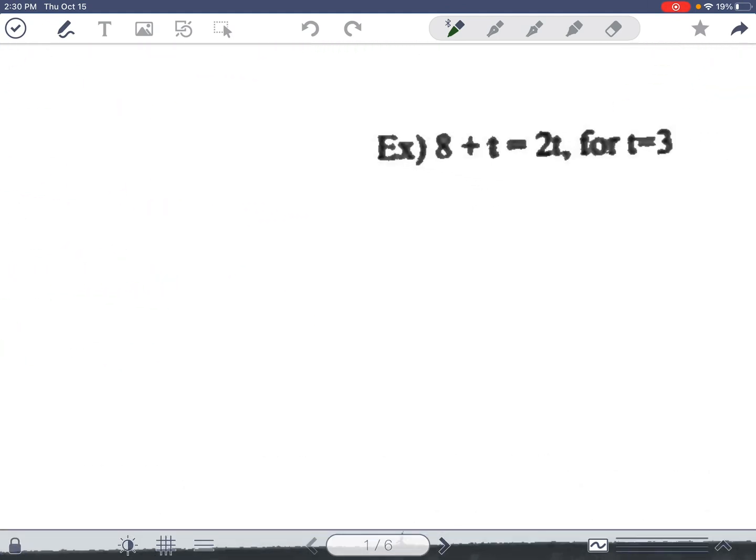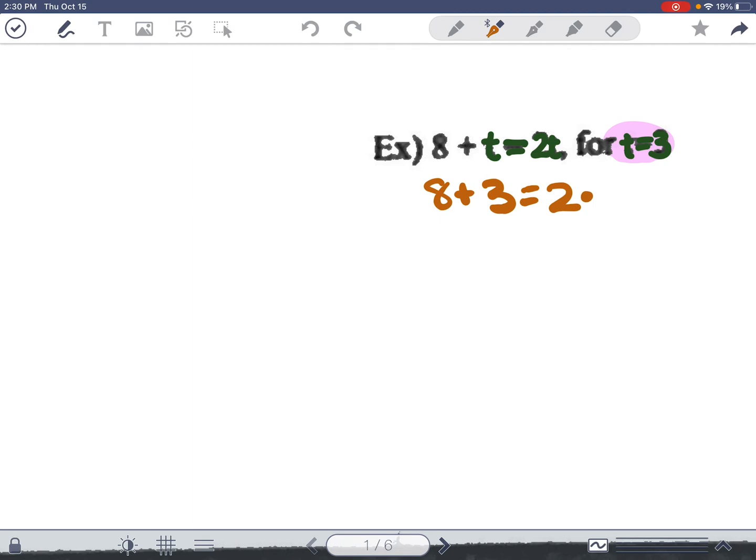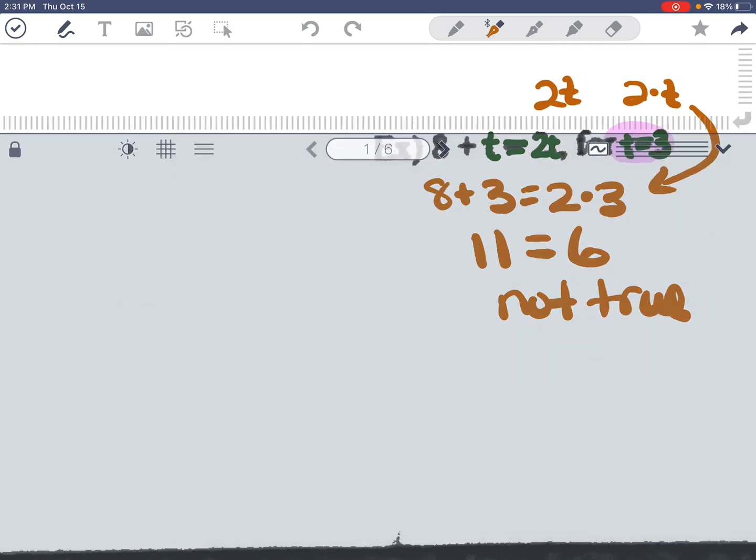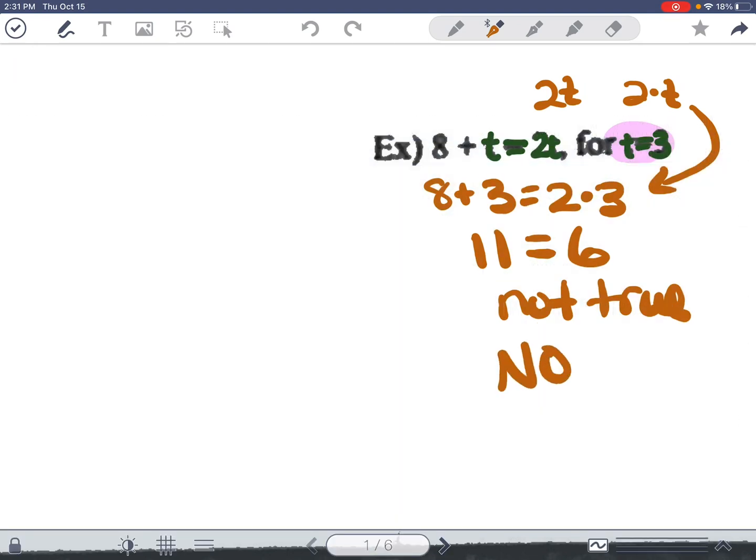The next example, 8 plus t equals 2t, for t equals 3. We're going to plug in the value 3 for t. On this side, we're going to do 2 times 3 because 2t is 2 times t. So 8 plus 3 is 11 equals 2 times 3, which is 6. That is not true. 11 does not equal 6. So the answer is no. 3 does not work in that equation to make the left side equal the right side.